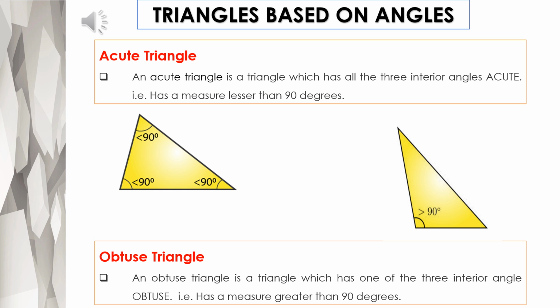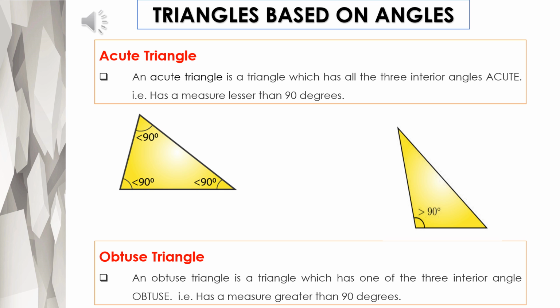Now remember, no matter what, they may be having angles less than 90 degrees, but the three interior angles sum up to make 180 degrees. Remember that, okay? Next, let us go to obtuse triangle.